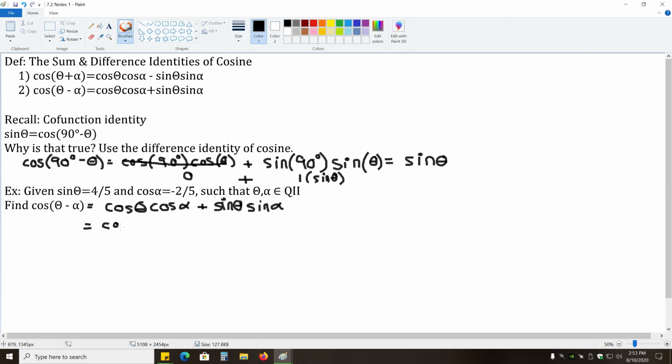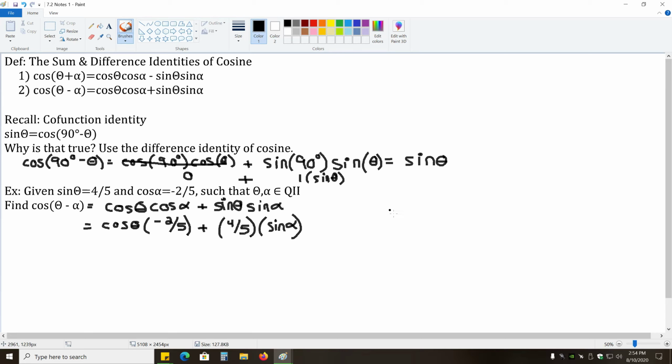We have cosine of theta times cosine of alpha, we know is negative 2/5, plus sine of theta, we know is 4/5, times sine of alpha we're still looking for. So once we find cosine of theta and sine of alpha, we will have cosine of theta minus alpha. So how could we do that? Well, there's a couple of ways. The first way is we could construct a triangle.